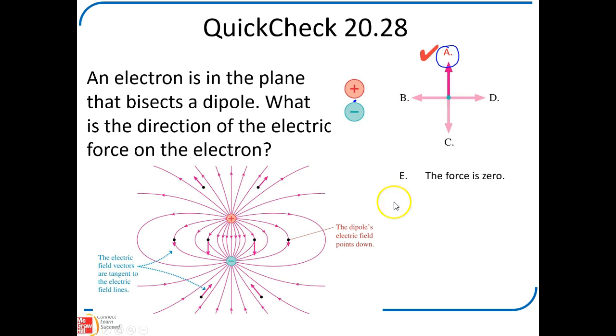This picture kind of shows it a little bit better because they're separated a little bit better, but the force is actually going to be in the opposite direction of the field. The field points down, but because it's an electron, it's going to move anti-parallel to that field, or move up. And that is the end of this section.